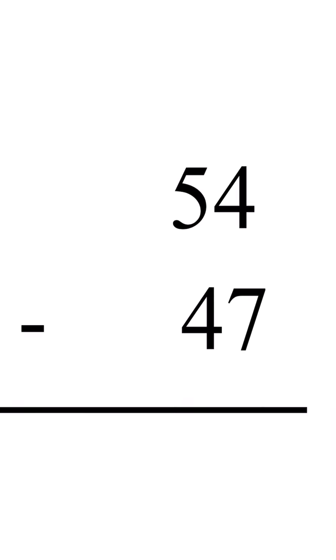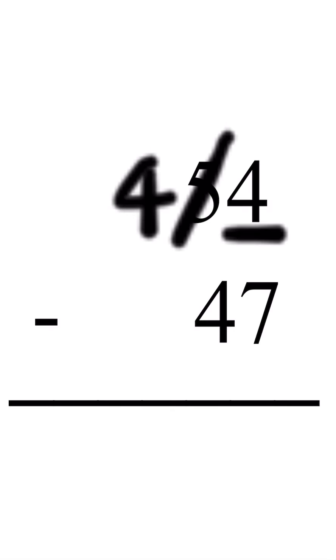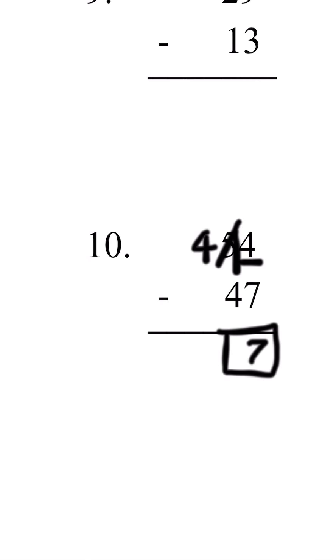We need to subtract 7 from 4. However, 7 is greater than 4, so we need to borrow from 5, which becomes 4, and this 4 becomes 14. And 14 minus 7 is 7, and 4 minus 4 is 0. So 7 is the answer for number 10.